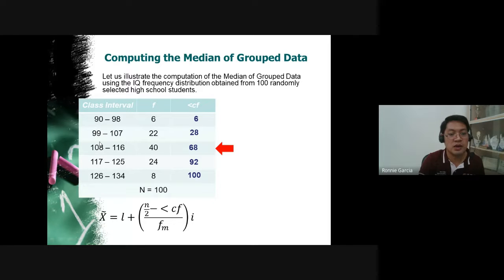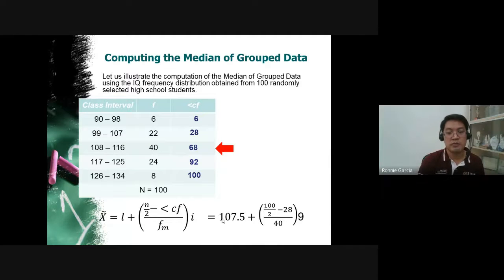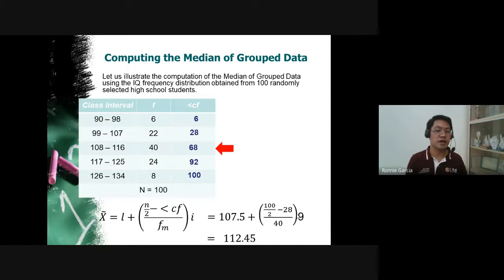What is the frequency of our median class, 108 to 116? 40, sir. Correct. Times, how many numbers are in one interval? 9. Very good. So using your calculator, you have 107.5 plus 100 divided by 2 minus 28 divided by 40 times 9, that will give us 112.45. That is almost the same as our computed mean earlier, 112.54.